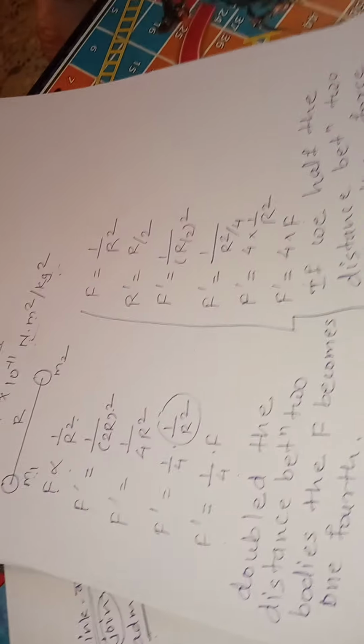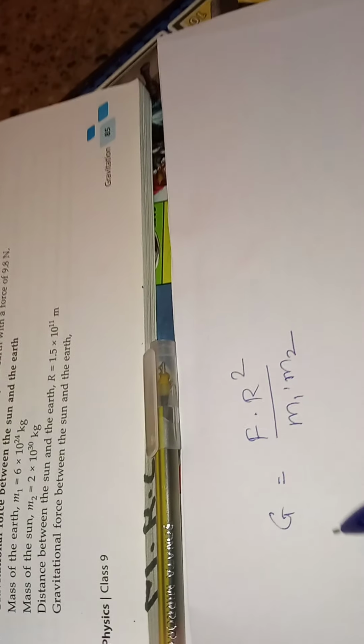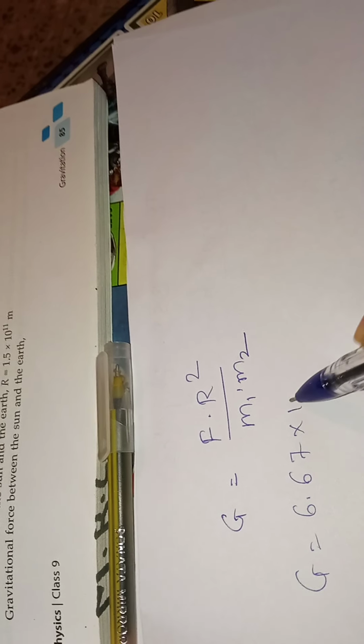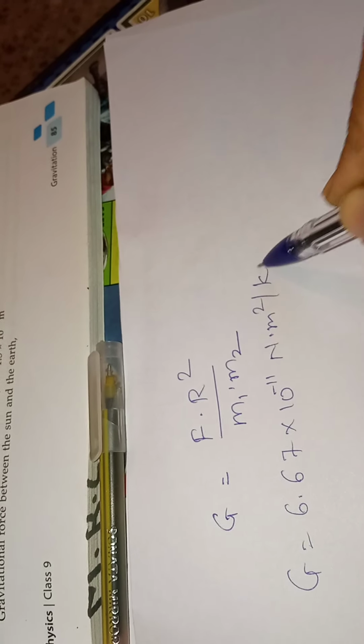And from this we conclude that we know the value of G, or the formula for G is equal to F R square upon M1 dot M2. The value of G is equal to 6.67 into 10 raised to minus 11 Newton meter square per kg square.